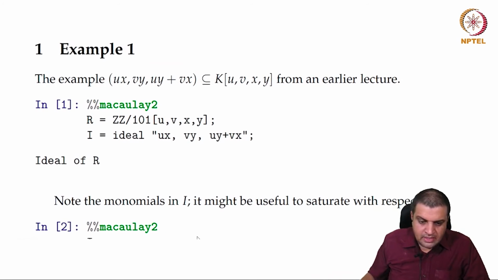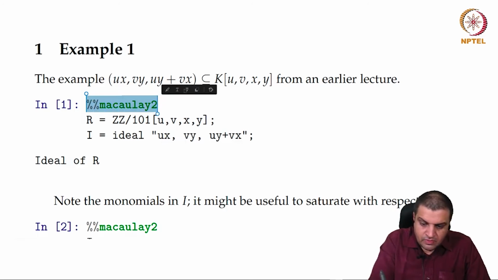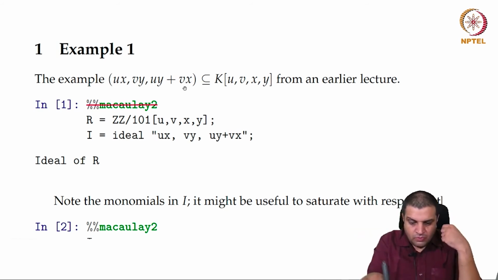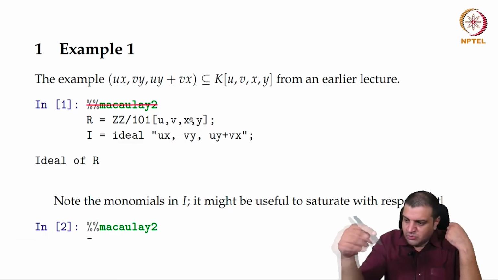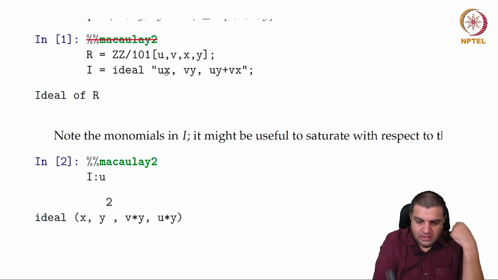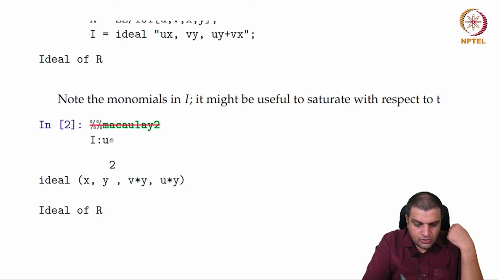So we have a polynomial ring, ignore these lines, in 4 variables, u, v, x, y. Same thing as what we were discussing last time. We have an ideal in this; the output says it's an ideal. So these lines are output, the offset lines are input. Then we ask for I : u, and it says x, y squared.